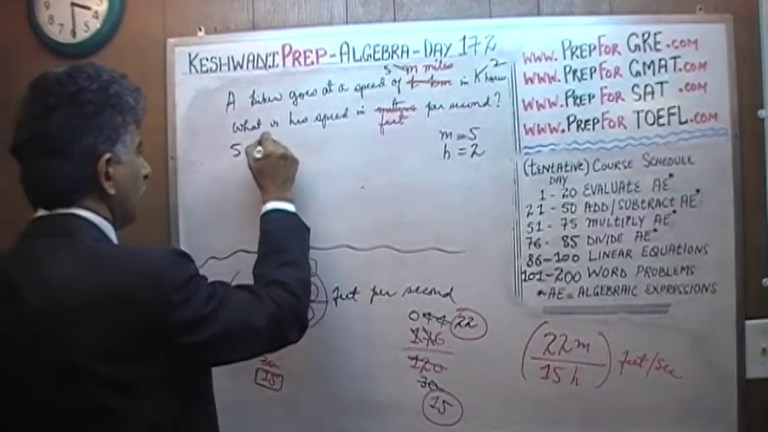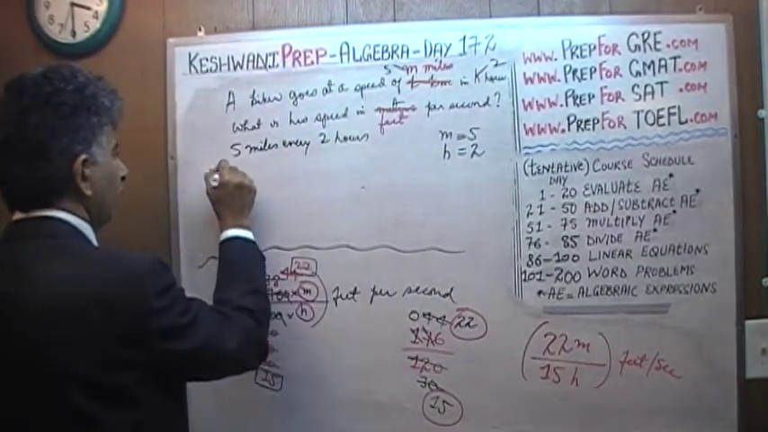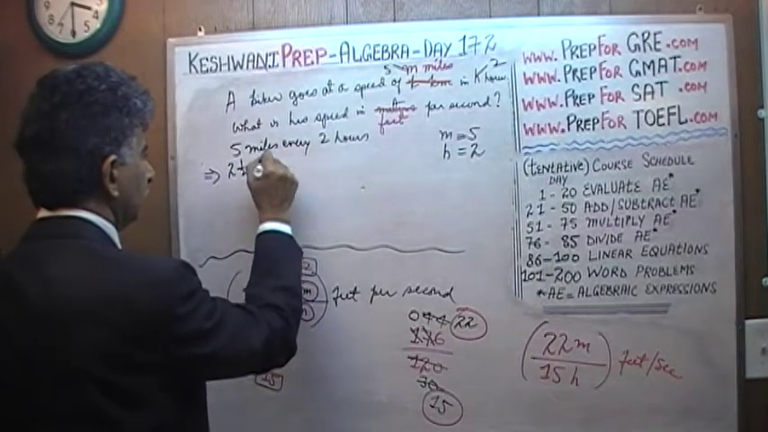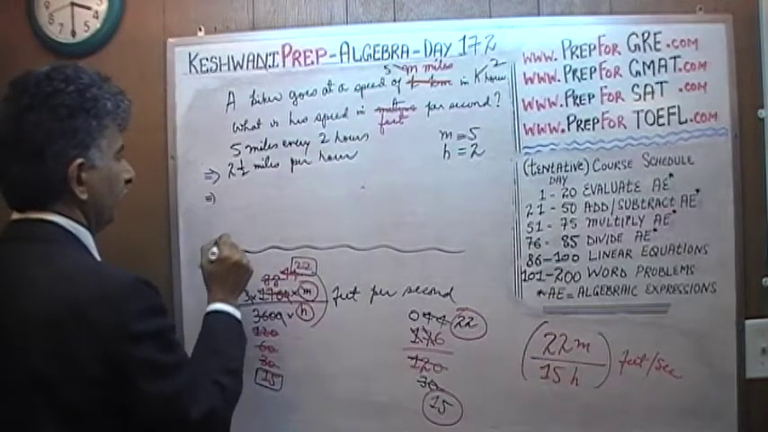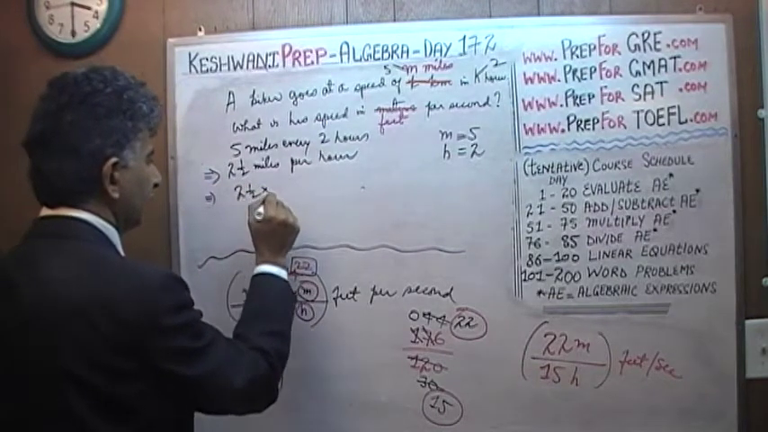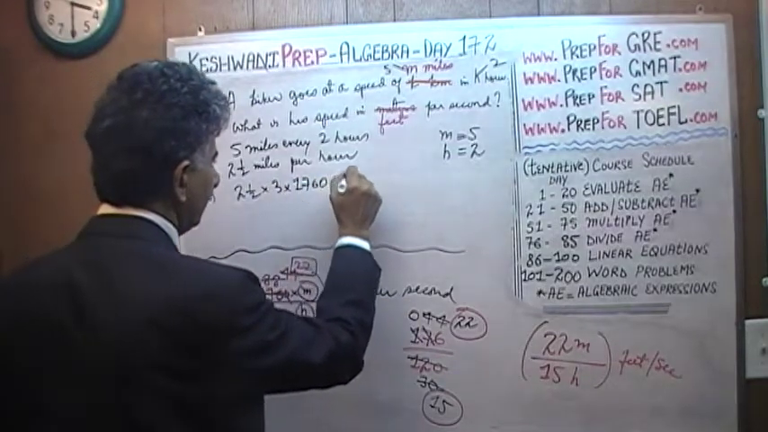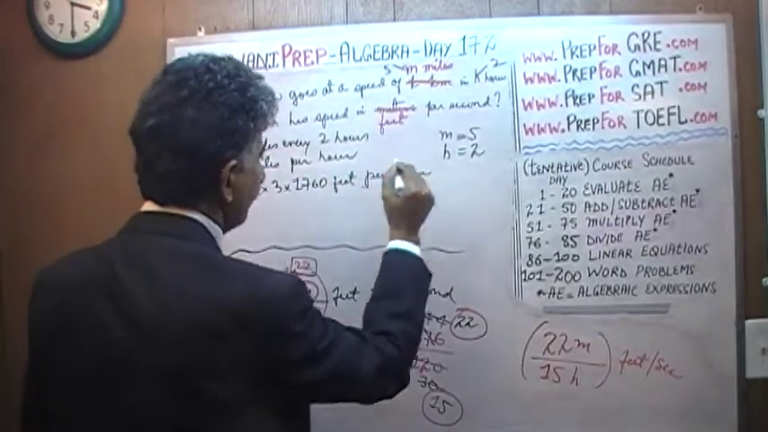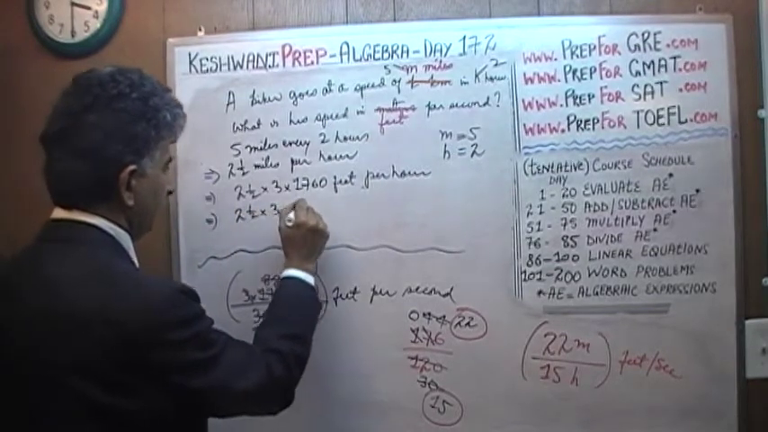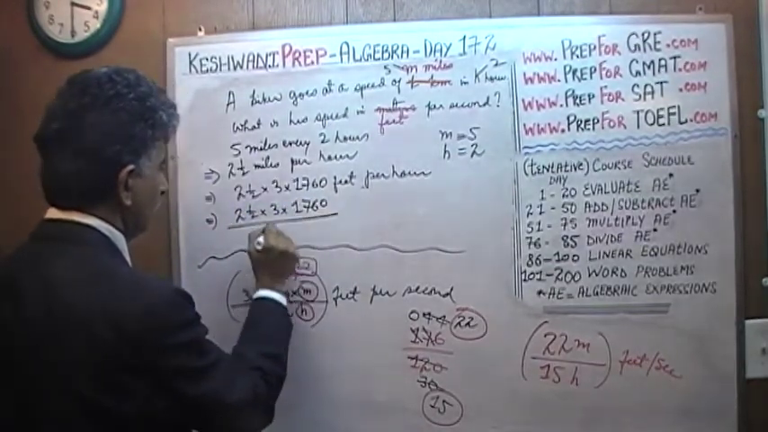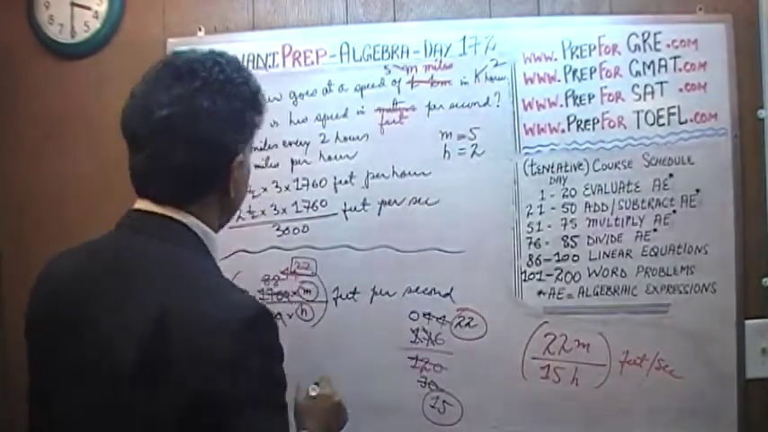5 miles every 2 hours, that is the same as 2.5 miles per hour. That is the same as 2.5 times 3 times 1760 feet per hour. And that is the same as 2.5 times 3 times 1760 over 3600 feet per second.